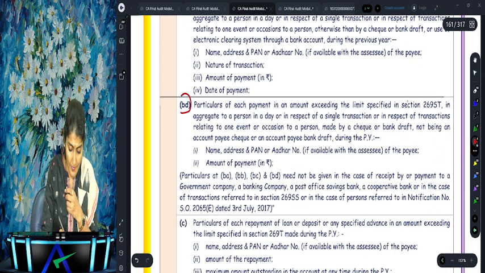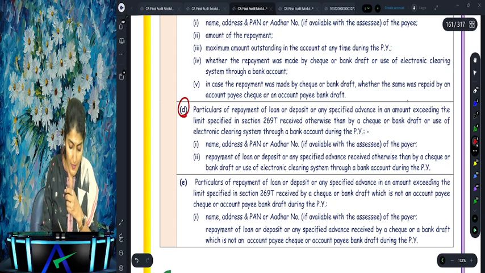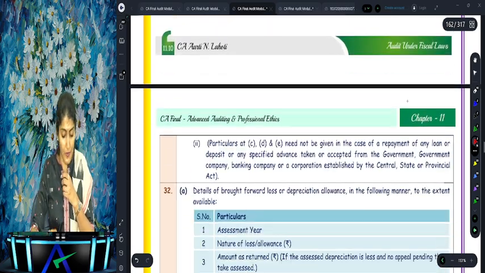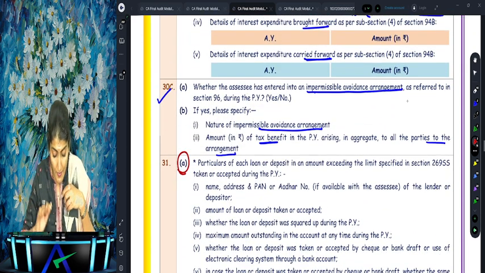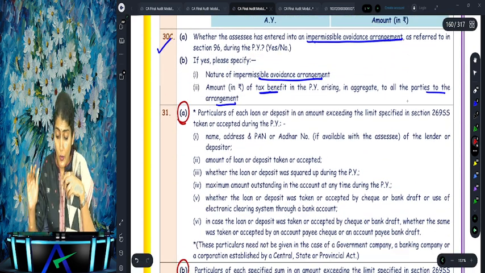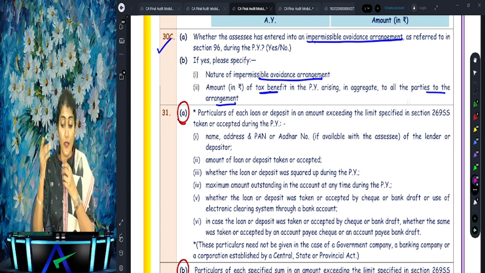And then after that, you have 31C, the 31D and the 31E. Are you all with me? Right. Then after that, now what does it say? In the first case, the particulars of each loan or deposit in an amount exceeding the limit specified under 269SS. What is the amount specified under 269SS?